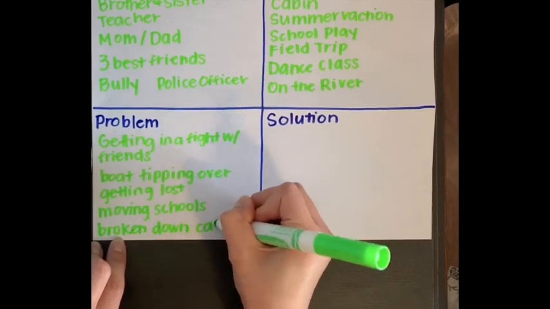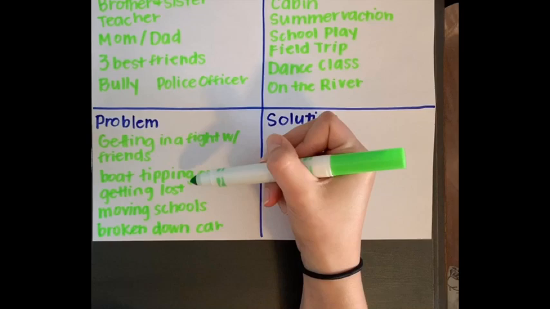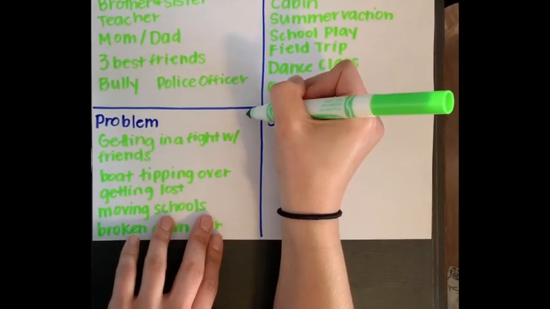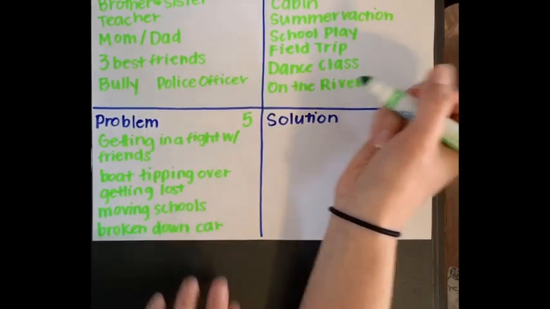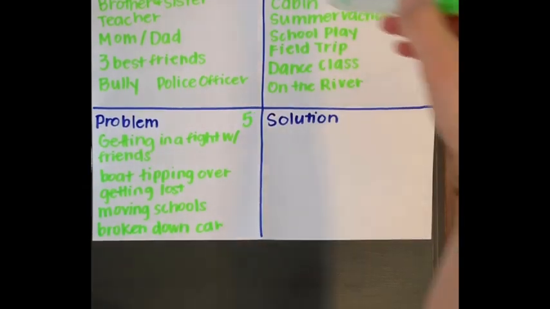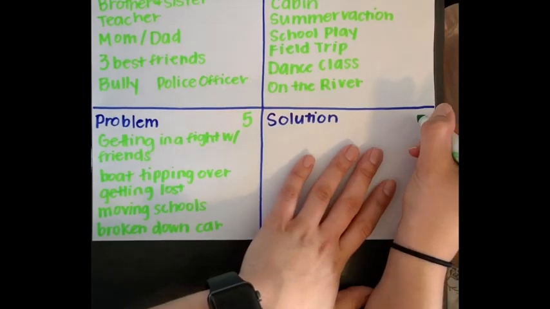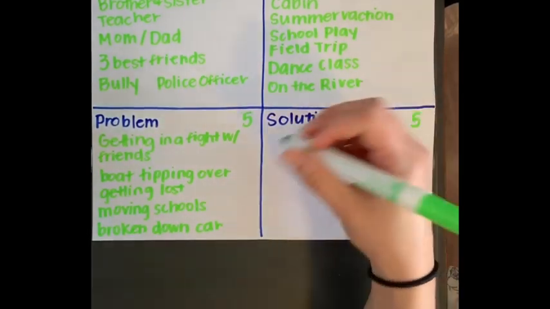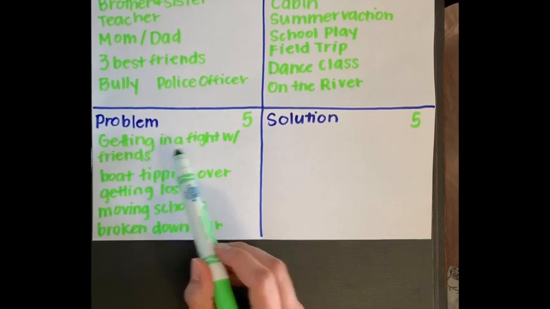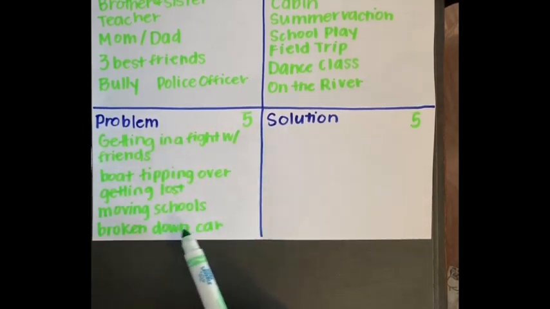Okay, let's see how many problems I have. 1, 2, 3, 4, 5. Okay, let's stick with I like this rule of 5 that we have. So try to do 5 different types of settings, 5 characters, 5 problems, and how many solutions do you think we're gonna do? 5. Okay, so with the solutions, try to see if they kind of connect with your problems here.